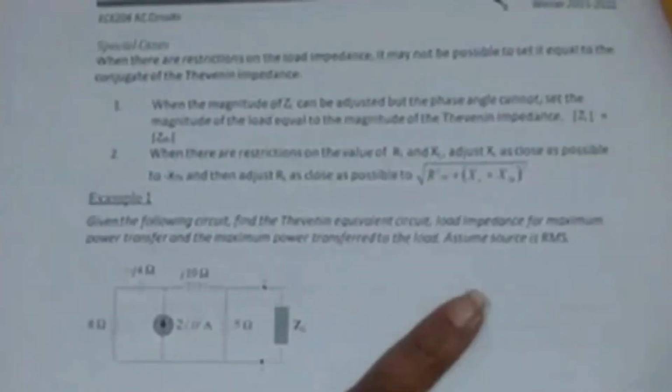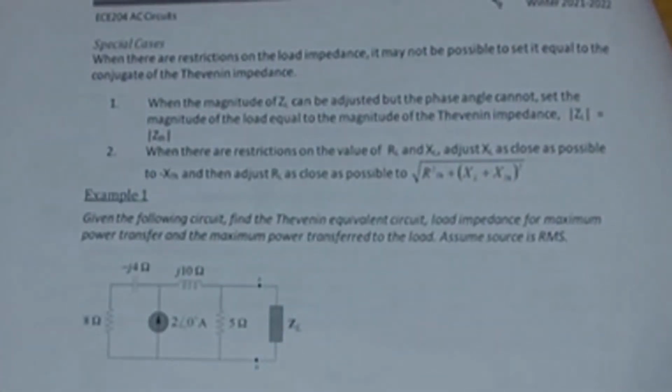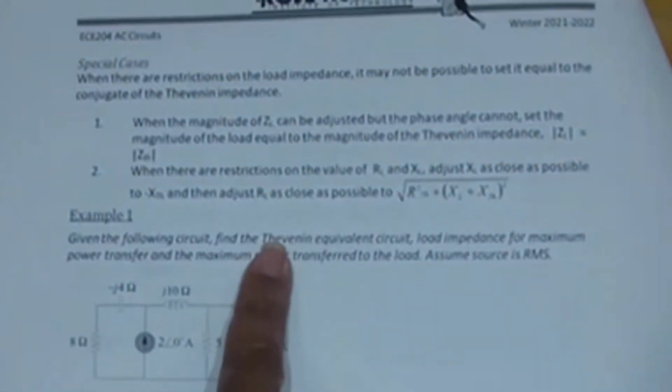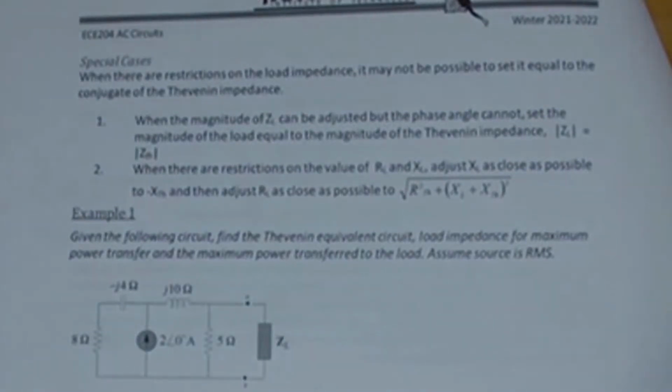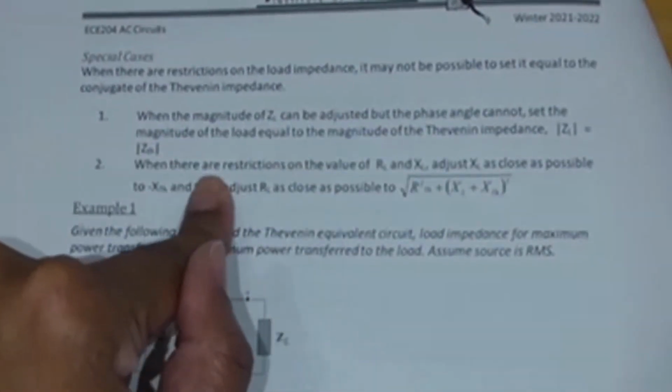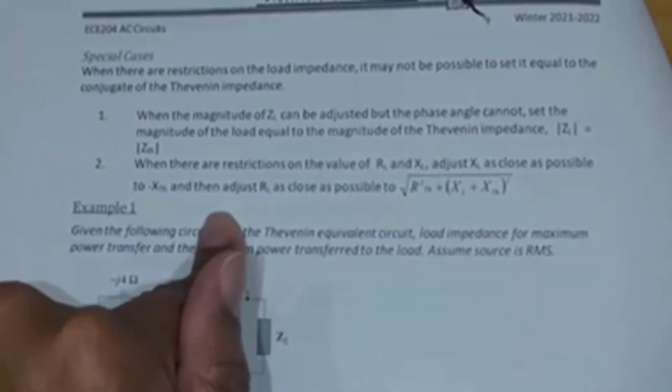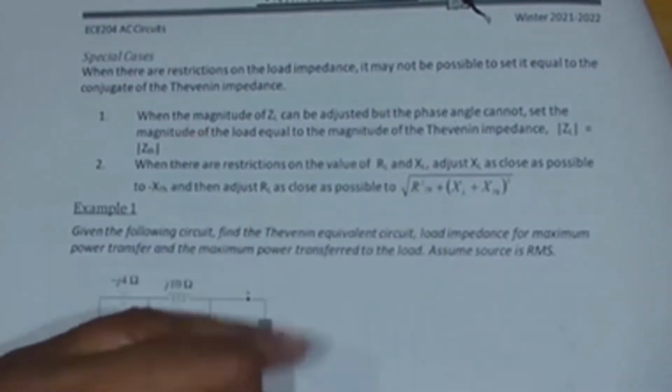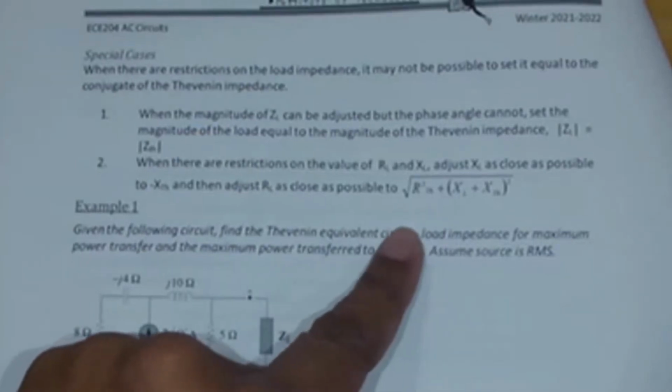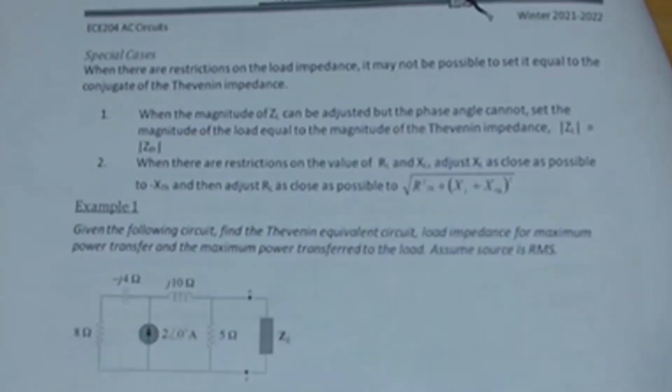So there are a few special cases. For example, we saw when we did that capacitor box that it wouldn't reach the exact value we needed it to reach to cancel out the Thevenin imaginary part, the Thevenin impedance. So there are a few restrictions. If you cannot completely match Z Thevenin to Z load, you try to match their magnitudes, or if you can't match their magnitudes, you try to get as close as possible to the square root of R Thevenin squared plus XL plus X Thevenin squared. If there are no restrictions on the load, then you try to match it exactly.